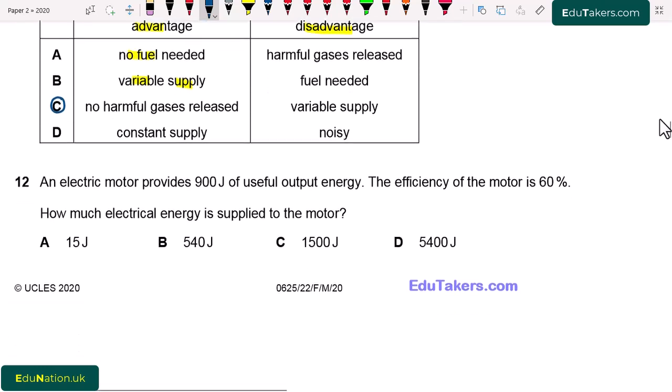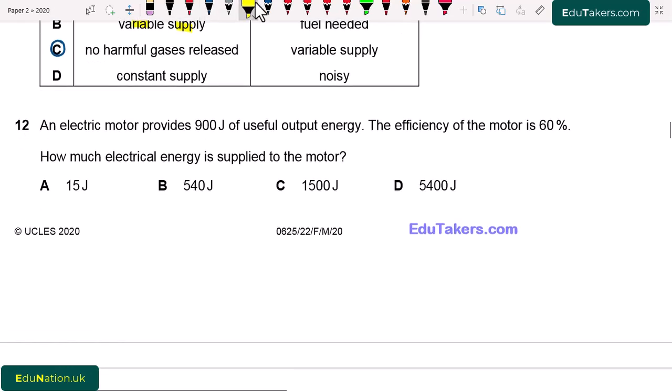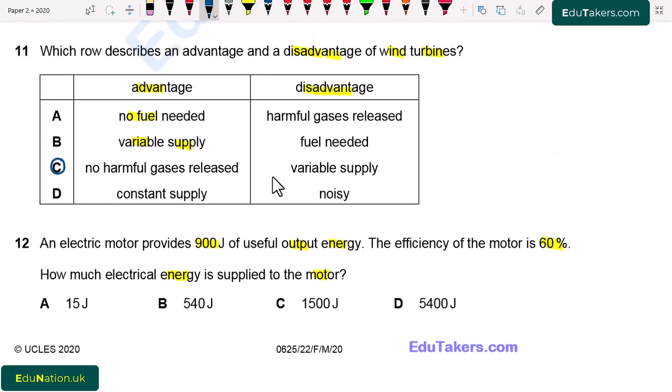Question number 12. An electric motor provides 900 joule of useful output energy. The efficiency of the motor is 60%. How much electrical energy is supplied to the motor? So from here we have to calculate the input energy. First of all, I write here: efficiency is equal to output energy divided by input energy.